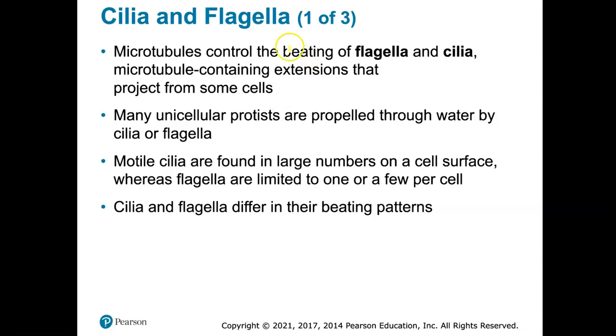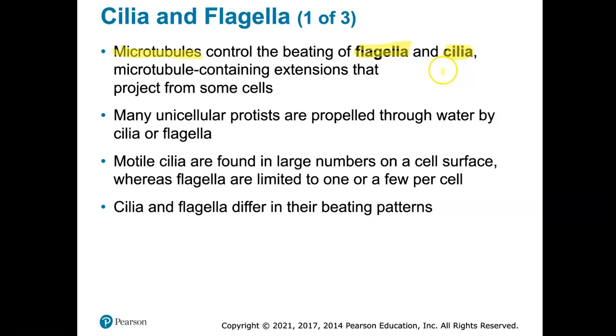Microtubules also compose flagella and cilia. So make sure you know that the fibers form flagella, which is a long whip-like tail. The only place we see that in human cells is sperm. And then cilia, which are little hairs located on the surface of a cell.